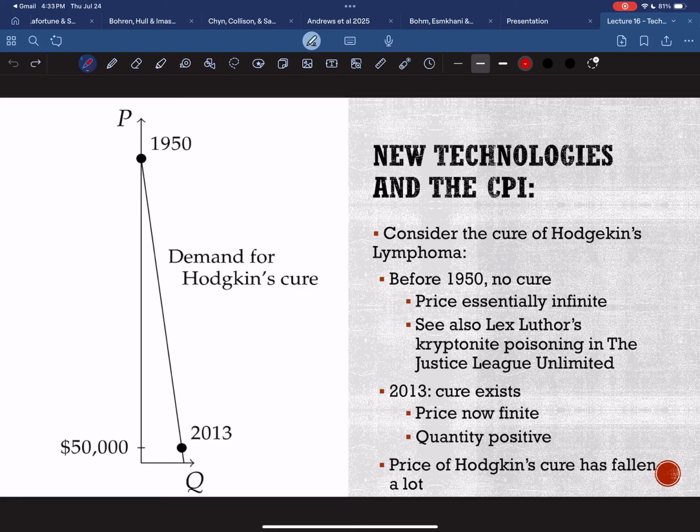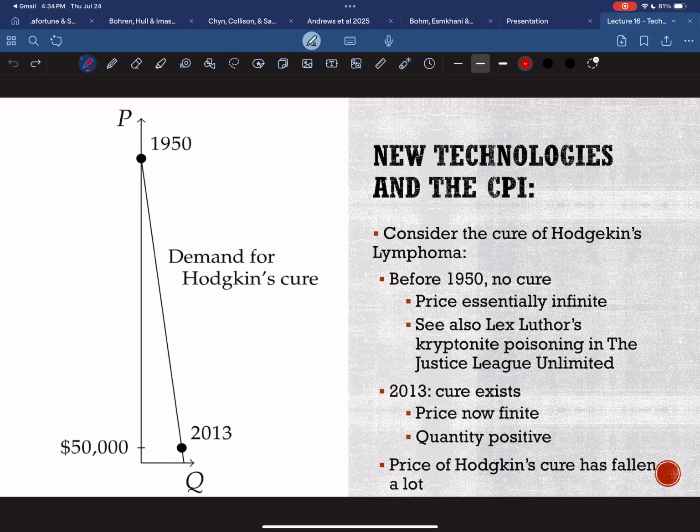If you've seen the Justice League Unlimited cartoon, there's this great episode, I think it's Justice League Unlimited, where Lex Luthor gets kryptonite poisoning because he carries around a hunk of kryptonite all the time to ward off Superman. And at some point, he discovers it's poisoned him and given him cancer. He gets furious at Superman. He says, "This is all your fault, Superman," because he's Lex Luthor and he's a total jerk.